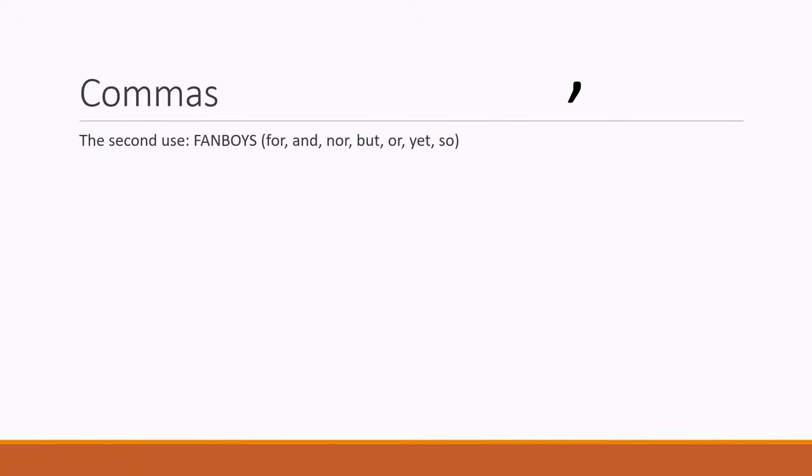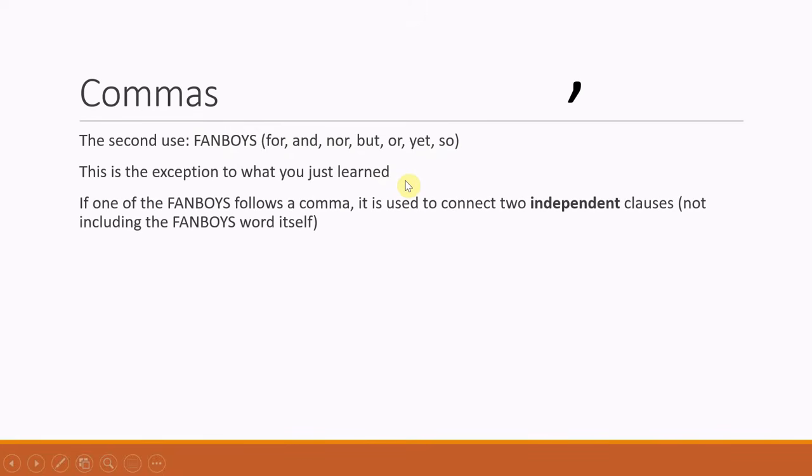So let's go now to the second use of commas, and that's fanboys. Not the literal definition of fanboys, but the acronym meaning for, and, nor, but, or, yet, so. These are very important key words that are unfortunately going to break the rule that I just taught you. What they're used to do is actually take an independent clause and make it dependent. So if you have a fanboy right after a comma, it's actually going to take what would be two independent clauses and connect them with a comma followed by a fanboy immediately.